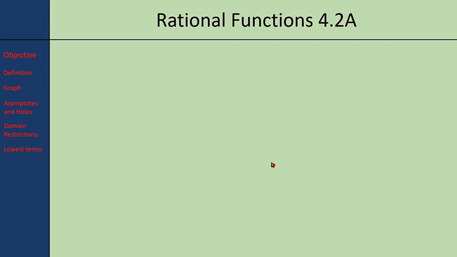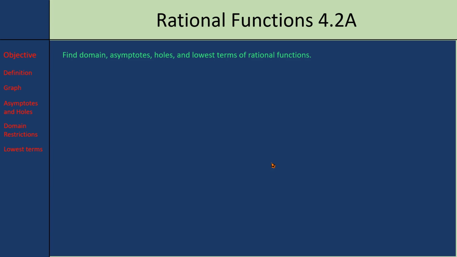All right, this is the video for 4.2a, and we're talking about rational functions. So our objective is going to be to find the domain, the asymptotes, holes, and lowest terms for rational functions.